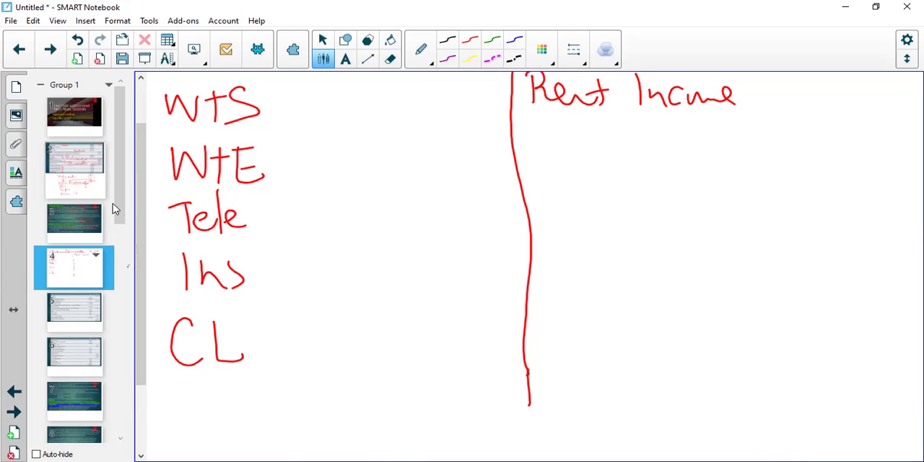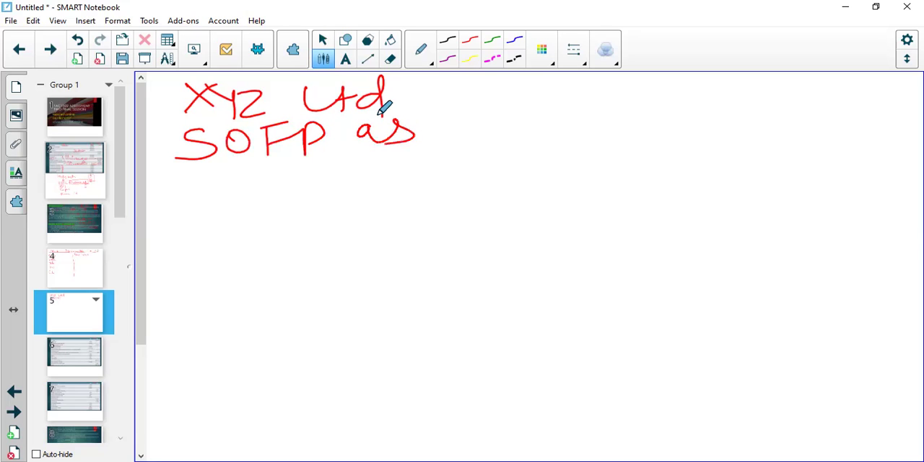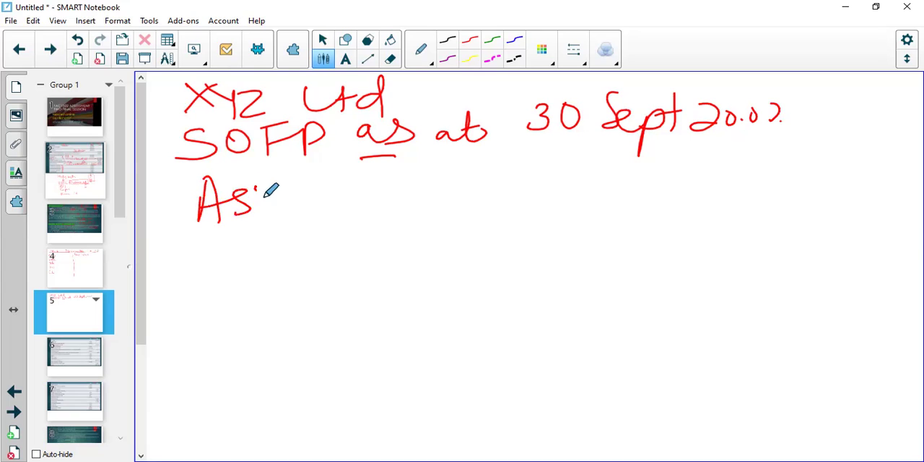Then let us do this again. Let us open another page for current assets in the statement of financial position. You start with the name of the entity. Sometimes they give you one, so let me just say XYZ Limited. Then this is going to be the statement of financial position as at. The statement of financial position is not for the year ended, but as at a particular date. So is that 30 September, 2002? Then we're going to start with assets.